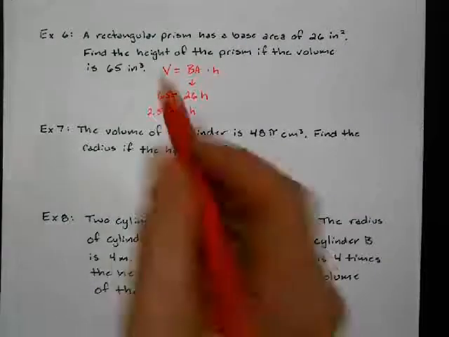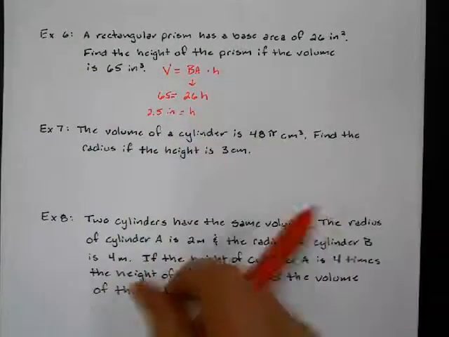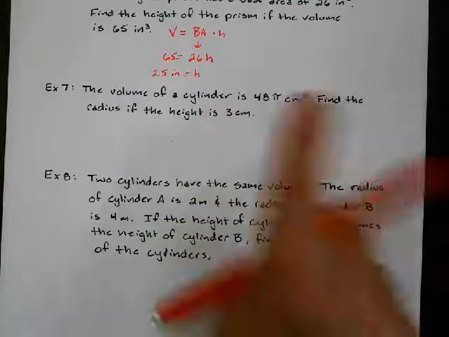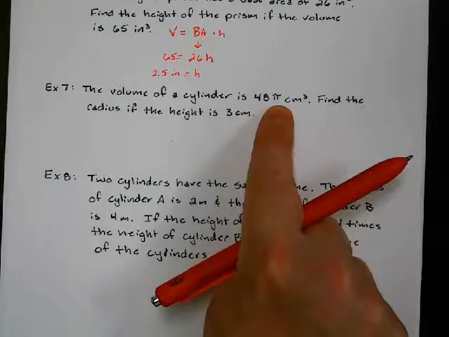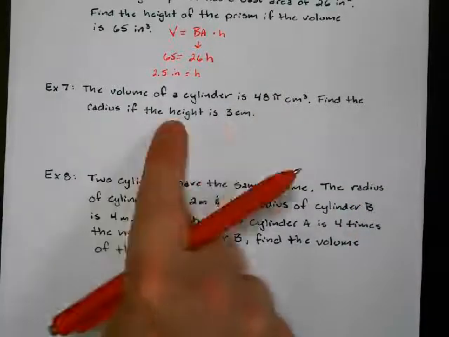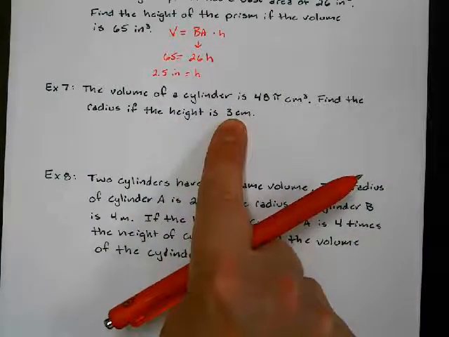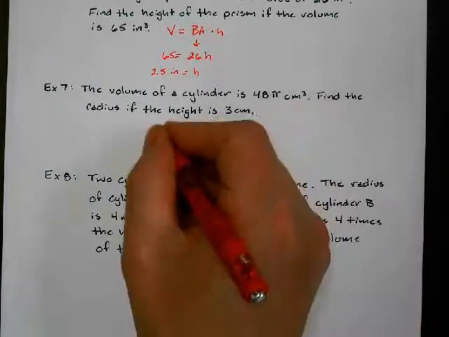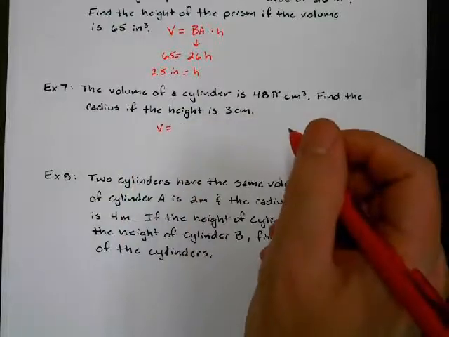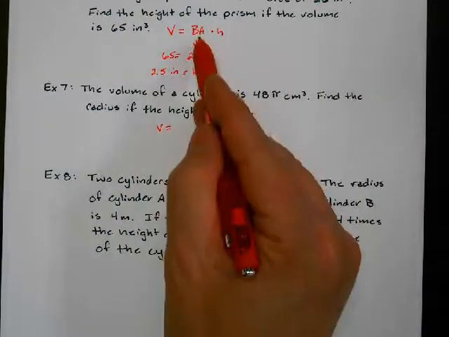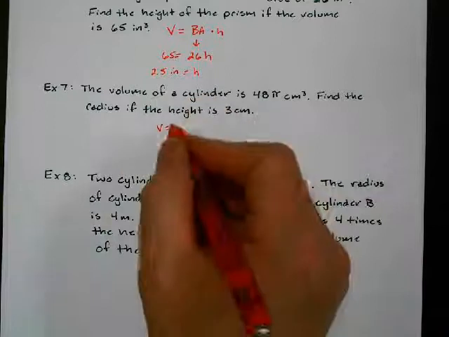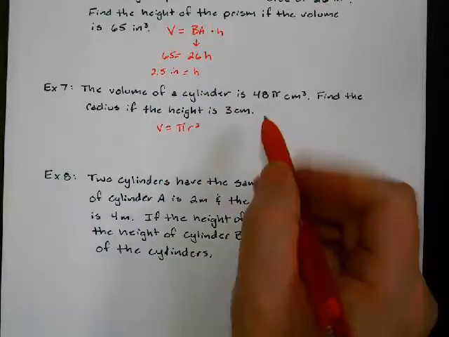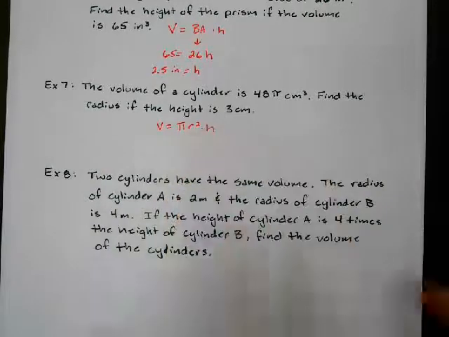All right, next one says the volume of a cylinder is 48 pi. Find the radius if the height is 3 centimeters. Just 3 centimeters. All right, so this one, our volume is equal to the base area, but in this case, the base area, since it's a cylinder, is pi r squared. So it's the base area times the height. Let's see what we were given. We were given the volume. So instead of V, I'm going to plug in 48 pi.